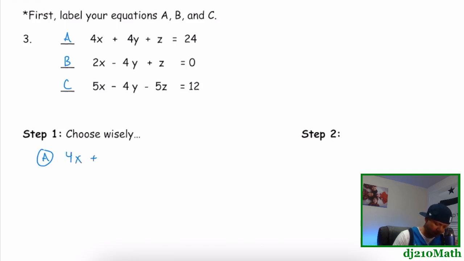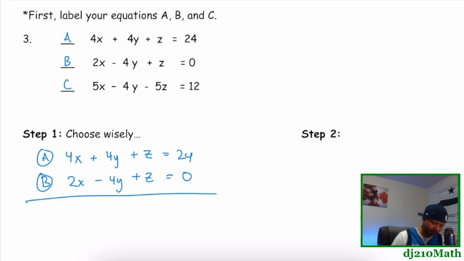4x plus 4y plus z is equal to 24. I choose B, 2x minus 4y plus z is equal to 0. Now you could choose whatever you want. Like you don't got to do what I do. But you know, I try to be efficient.